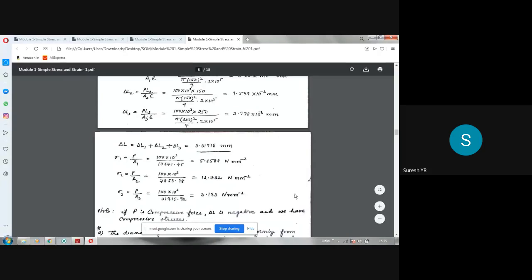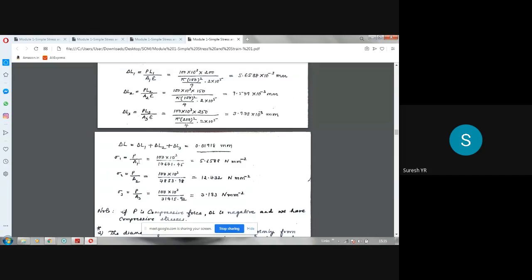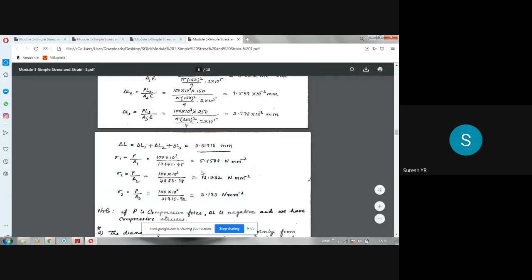And the stresses, if you want to find, stress is given by resistance divided by area. Resistance is the force itself. P by A1 gives the value of sigma 1. So sigma 1 is the stress in the first portion, sigma 2 in the second portion, sigma 3 in the third portion. So these values will be in Newton per mm square.